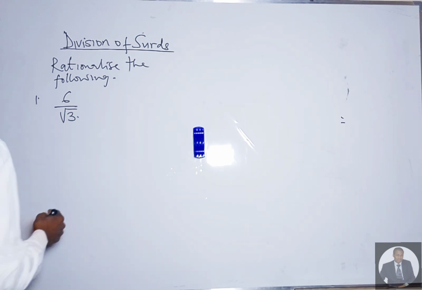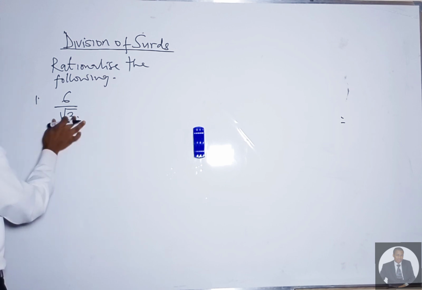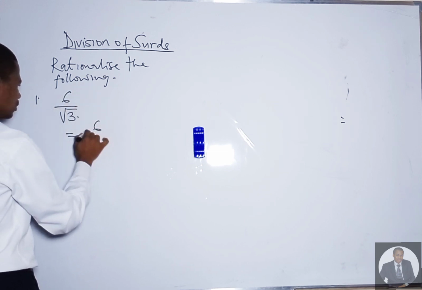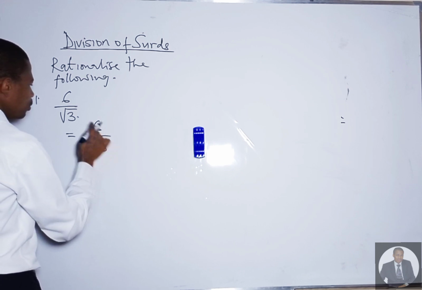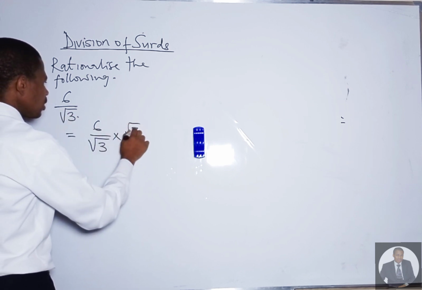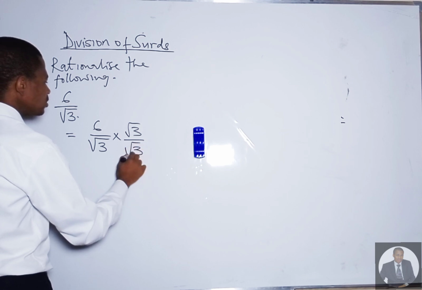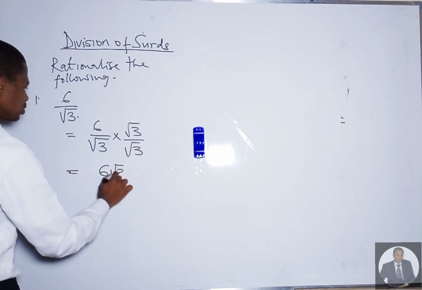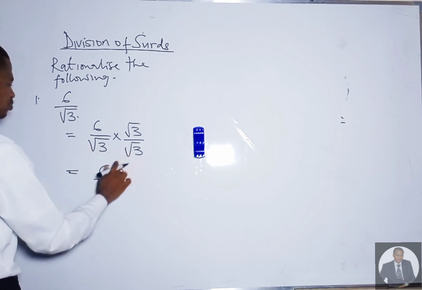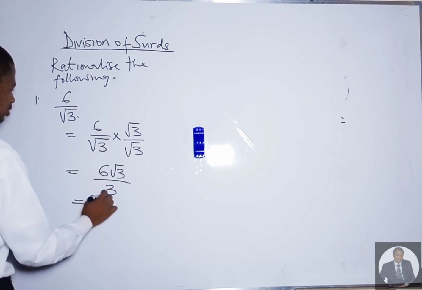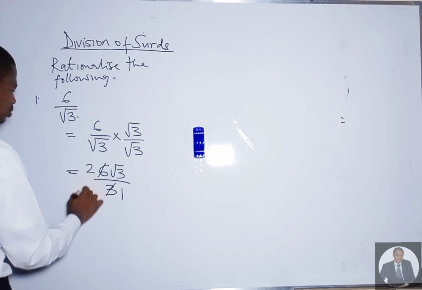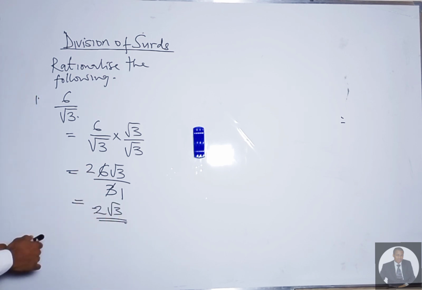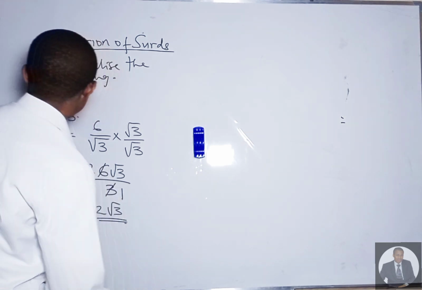6 over root 3. So the first law we said, this is a fraction with a surd. We rationalize by multiplying both the numerator and the denominator by the surd. So what we have is 6 root 3 all over root 3 times root 3, which is 3. That will give us 3 here 1, 3 here 2, and that will give us 2 root 3 as our answer. Let's look at other questions.